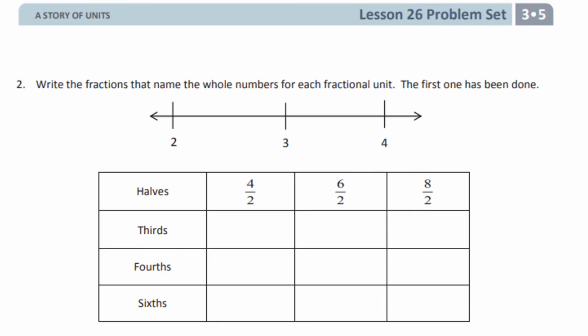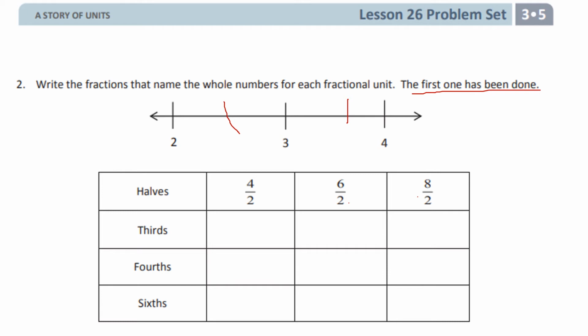So for this next problem, it says write the fraction that names the whole numbers for each fractional unit, and the first one has been done for you. So we have halves: 4 halves, 6 halves, 8 halves. Notice they didn't put in all the partitions. I would like you to try to do it if you can without it.